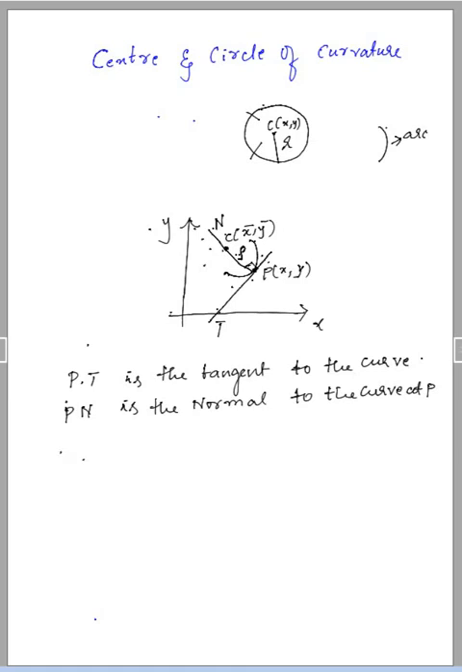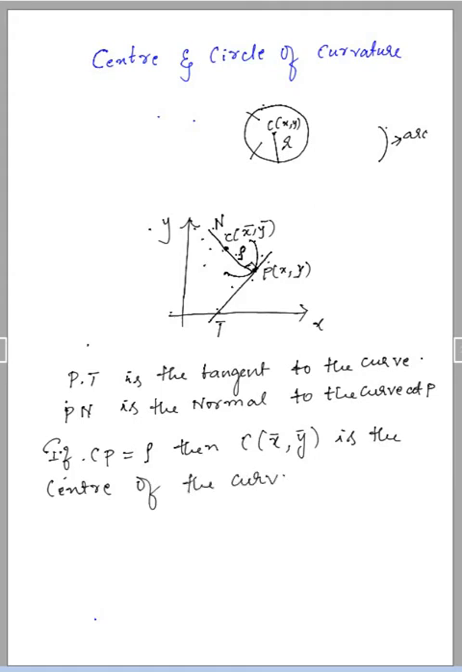So now we can define what is the center of curvature. If CP, from center to the point P, is defined by the distance rho, then C of x bar comma y bar is the center of the curvature to the curve at P.